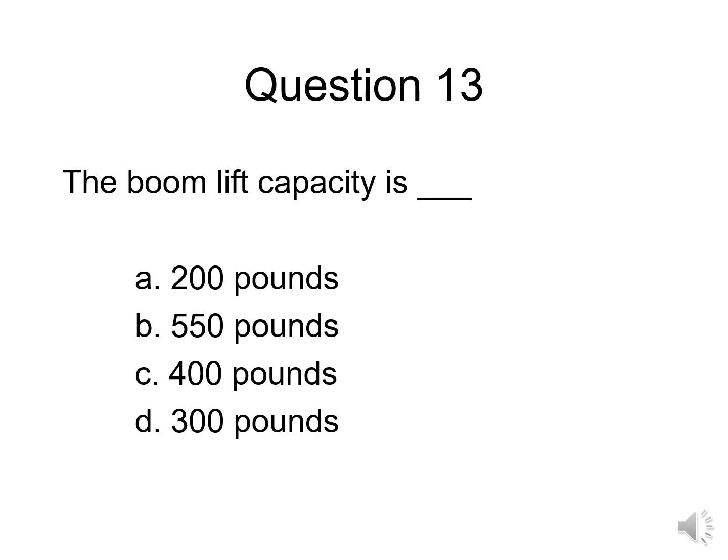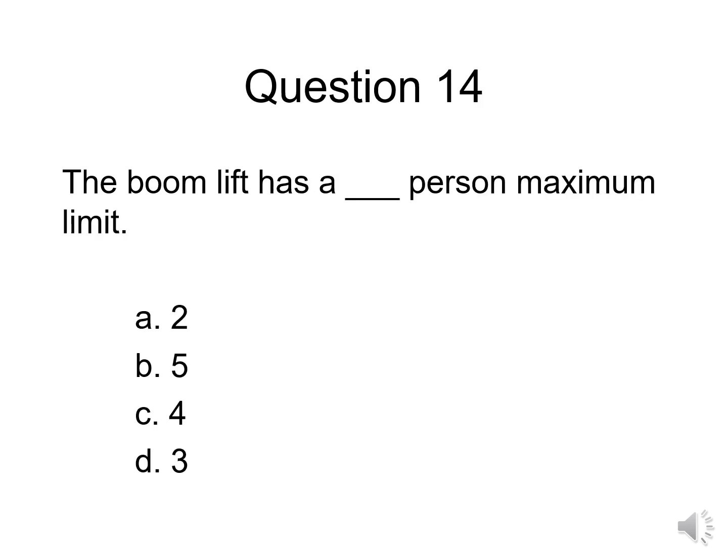Question 13. The boom lift capacity you utilize is A, 200 pounds, B, 550 pounds, C, 400 pounds, or D, 300 pounds. Question 14. The boom lift you are utilizing has a blank person maximum limit. A, 2, B, 5, C, 4, D, 3.